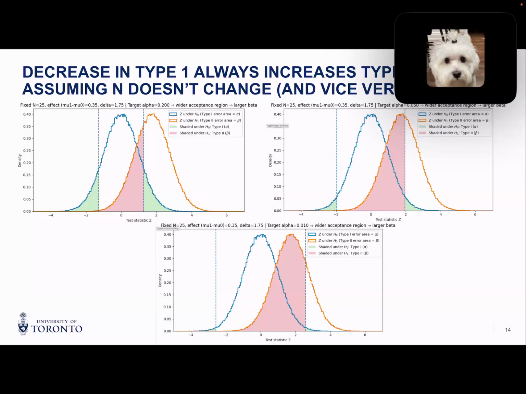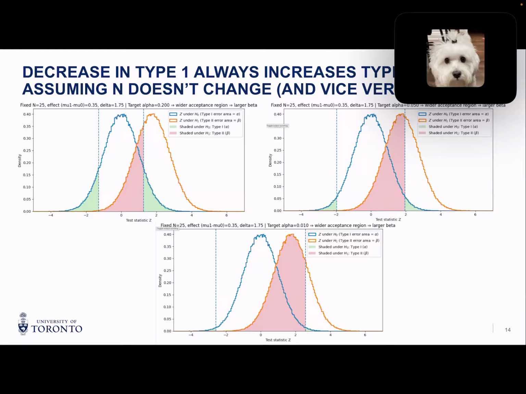Second main thing, remember alpha and beta, type 1 and type 2, work in relative opposition to one another. So decreasing type 1 always increases type 2 if you don't increase the number of observations. And so that's very simple. Here is our H0. Here is our alternative hypothesis. They share the same distribution, they share the same variance.